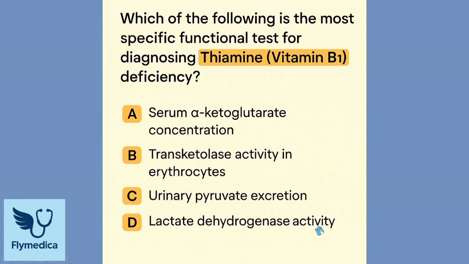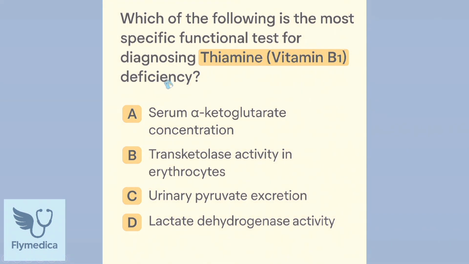So guys, keep in mind, we have a very specific functional test for diagnosing the deficiency of thiamine, and that is measuring the transketolase activity in erythrocytes. And by means of that, if the activity of this specific enzyme transketolase is reduced in erythrocytes, we can say that the patient is having thiamine deficiency.